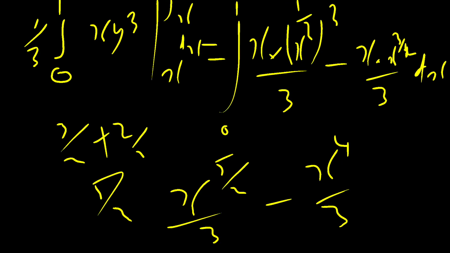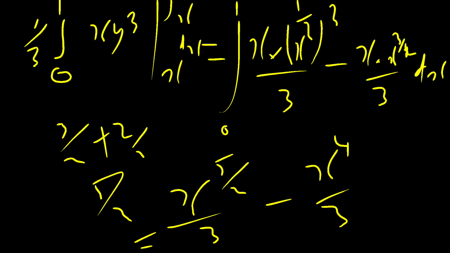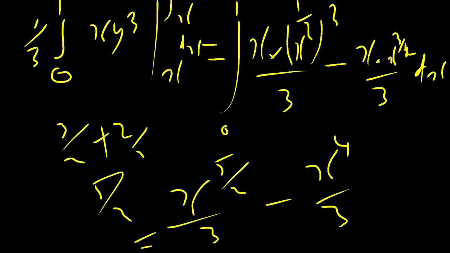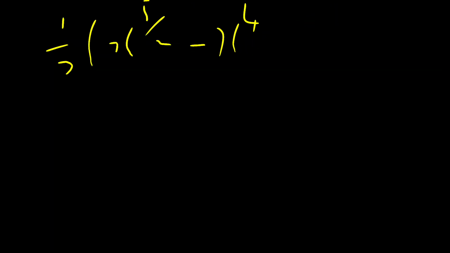So this is basically 1 over 3 into x power 5 over 2, okay, take away x power 4. I think that's what we end. Yes, that's what we end. All these from 0, 1 to the x.